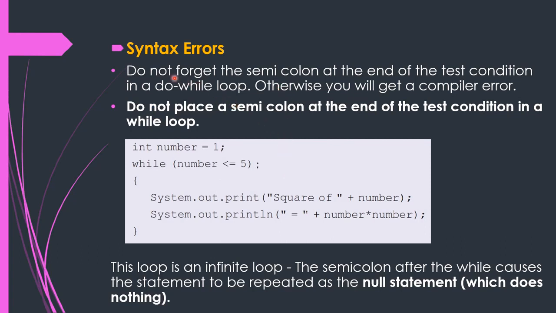This is the main difference that you must remember, that in a do while loop at the end of the test condition you should put the semicolon, it is necessary, whereas in a while loop you should not place a semicolon at the end of the test condition. This is the basic difference, you must remember it.